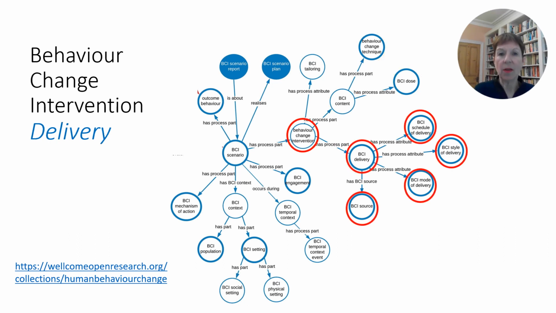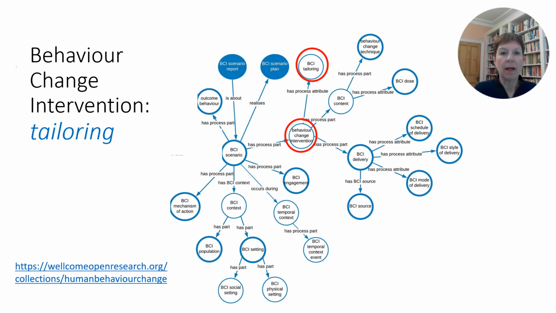And here in the red circles are the delivery of the behaviour change intervention. So that is its source, its mode of delivery, its style of delivery, and its schedule of delivery. And also here at the top in the red circle is the tailoring, and both the content and the delivery can be tailored, hence its attachment to the intervention itself.